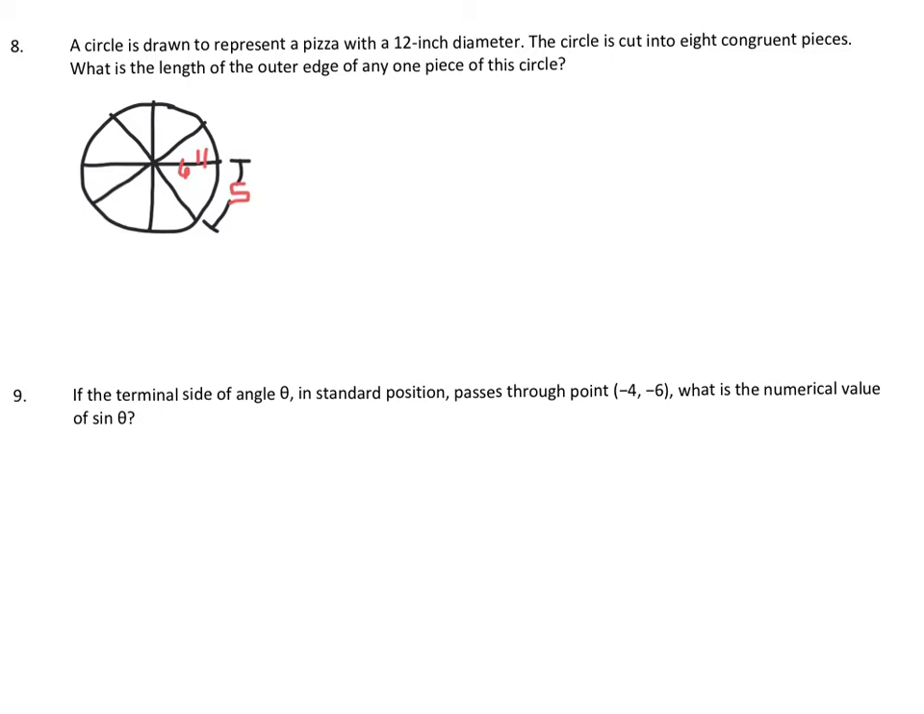Okay, so let's write this. S equals R theta. We're looking for the S. The radius is 6. And then our angle. Well, they don't come out and give us our angle, but let's think about this. The reason they said they cut these into 8 equal slices, or congruent pieces, is because if you take a full circle, which is 360 degrees, and divide that into 8 equal sections, each section must have an angle measure, right here, of 45 degrees.